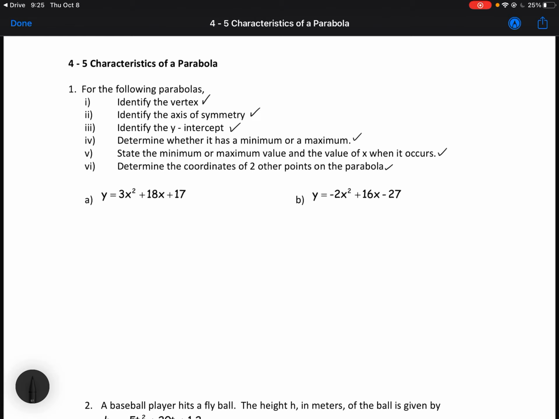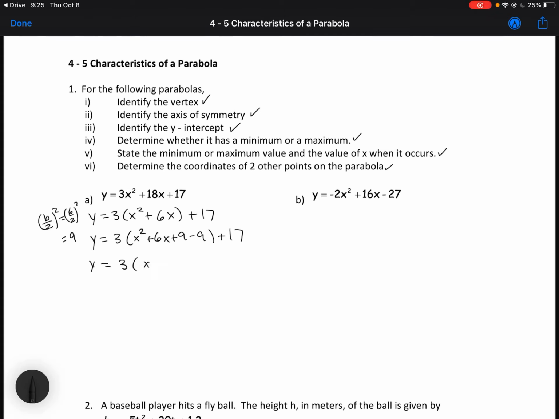So the first thing that we want to do to identify the vertex is to change it into vertex form by completing the square. So for this one here, I'm going to factor out 3 from the first two terms. Then I'm going to identify my b term, divide by 2, and square it, just to figure out my missing value that I need to complete the perfect square. Then I'm going to add and subtract that value.